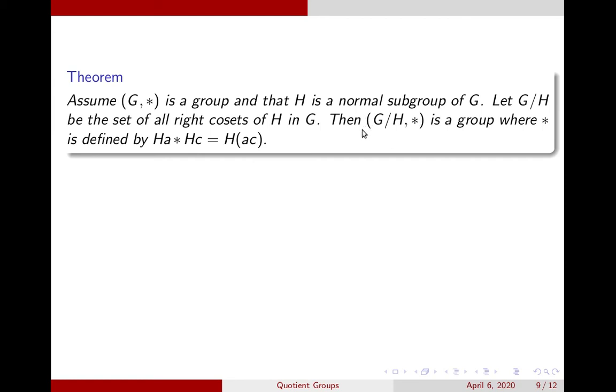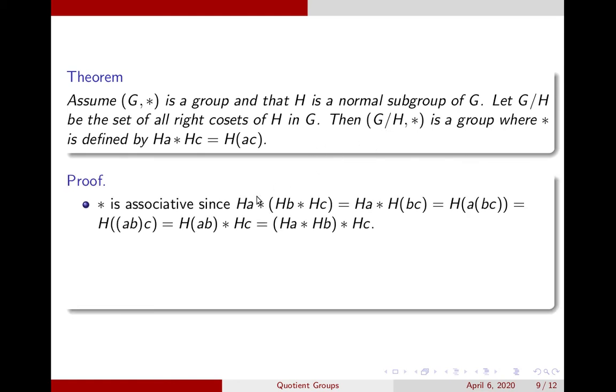And this is not a subgroup of G, because the elements are right cosets. But it is a group. The theorem says it is a group. Okay, the associative law follows fairly easily. We'll look at the first few steps here.